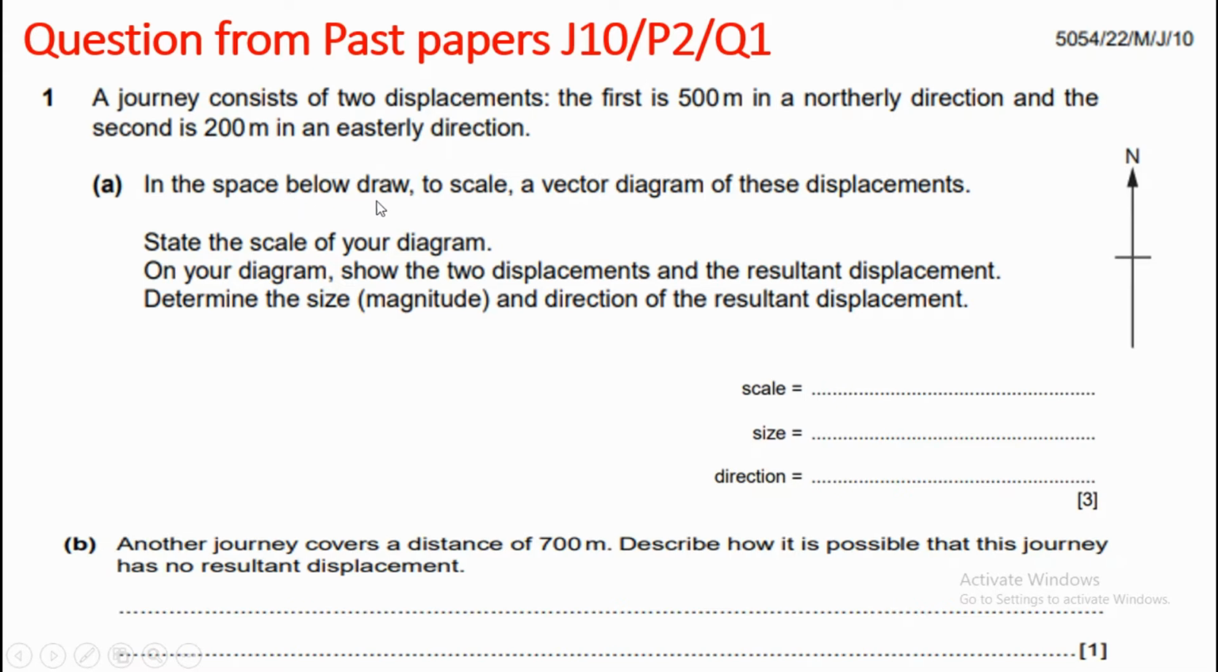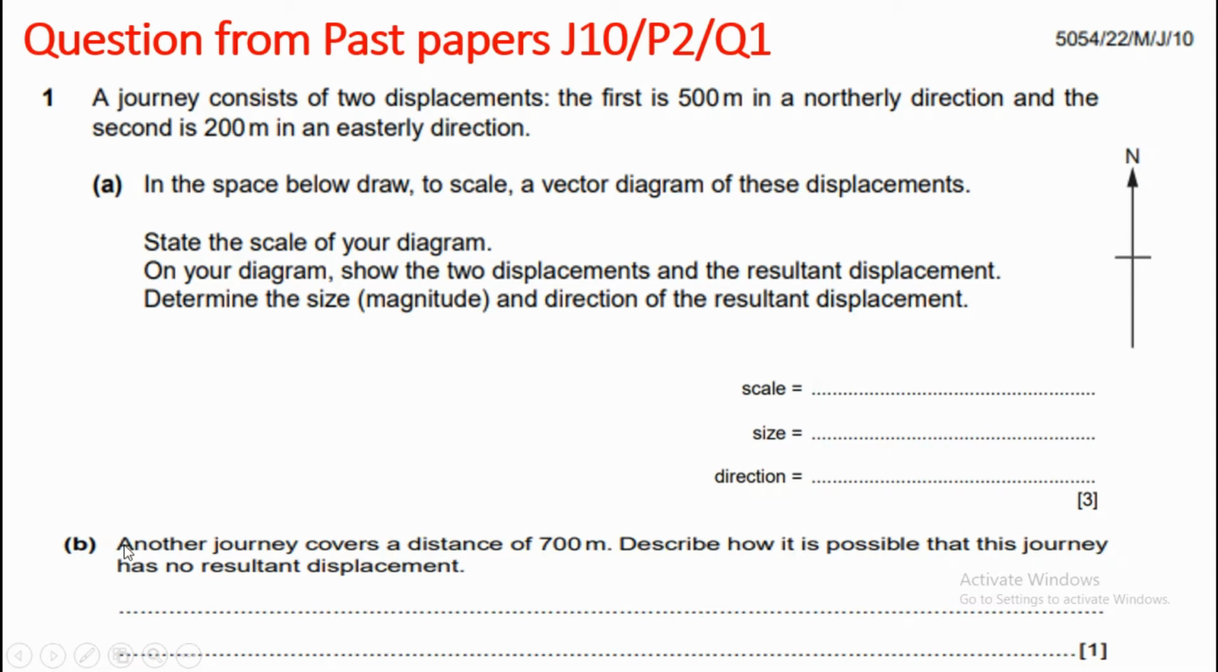In the space below, draw a vector diagram of these displacements. You are going to use an appropriate scale, for example with a ruler, and since they were given as geographical directions, north you are going to take in this direction, which we always take. The south will be down, the east will be towards the right, and the west towards the left. So what to do? State the scale of your diagram. On your diagram, show the two displacements and the resultant displacement. Determine the size, that is the magnitude, and the direction of the resultant displacement. There are 3 marks, and 1 mark is for each blank: scale, size, direction.